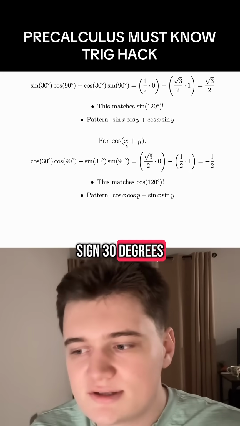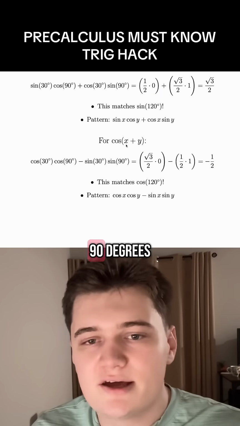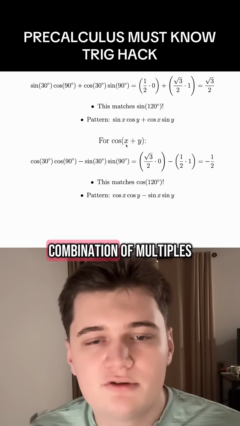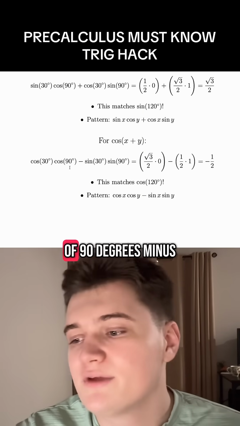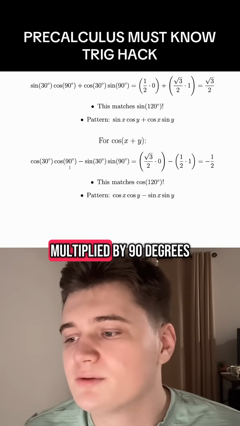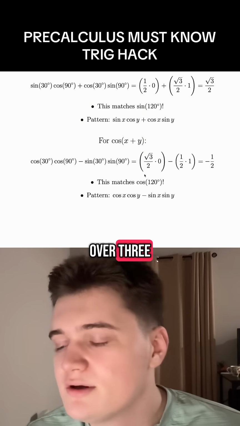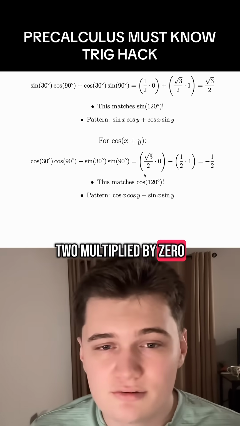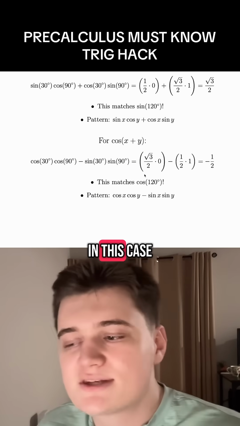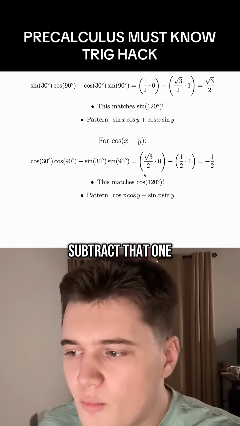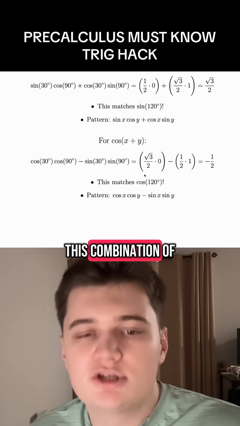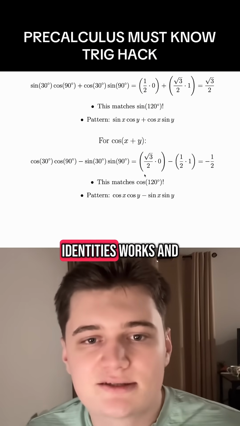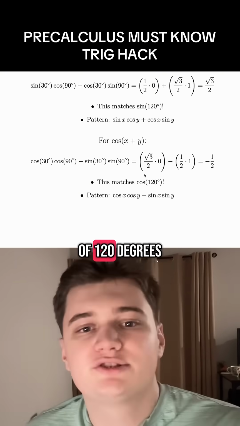We have cosine 30 degrees, cosine 90 degrees, sine 30 degrees, and sine 90 degrees. And we have to find the combination of multiples which will give us negative 1 over 2. Cosine of 30 degrees multiplied by cosine of 90 degrees minus sine 30 degrees multiplied by sine 90 degrees: square root of 3 over 2 multiplied by 0 is just 0, minus 1 over 2 multiplied by 1, which gives us minus 1 over 2. It means that this combination of trigonometric identities works and matches cosine of 120 degrees.